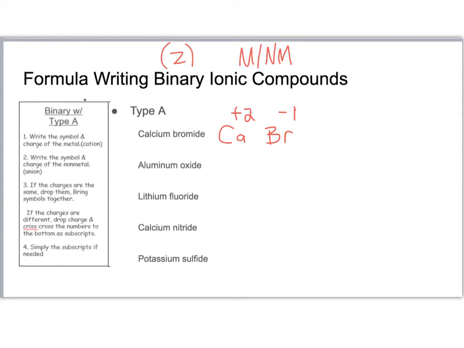But if the charges are different, we will drop the charges and crisscross the numbers to the bottom as subscripts, as follows. We will rewrite the chemical formula, getting rid of the charges and leaving only the subscripts. We typically do not write ones as a subscript, so my final answer is in the box.